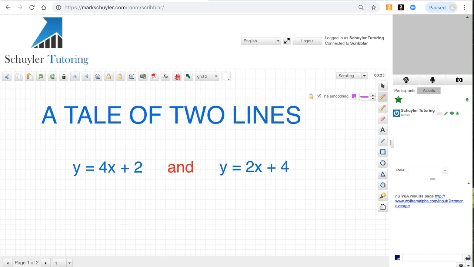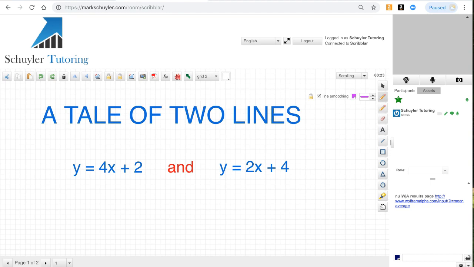I want you to take a look at the two lines that I have here on our screen. y equals 4x plus 2 and y equals 2x plus 4. And I have a question for you. The million-dollar question is, do these two lines intersect?